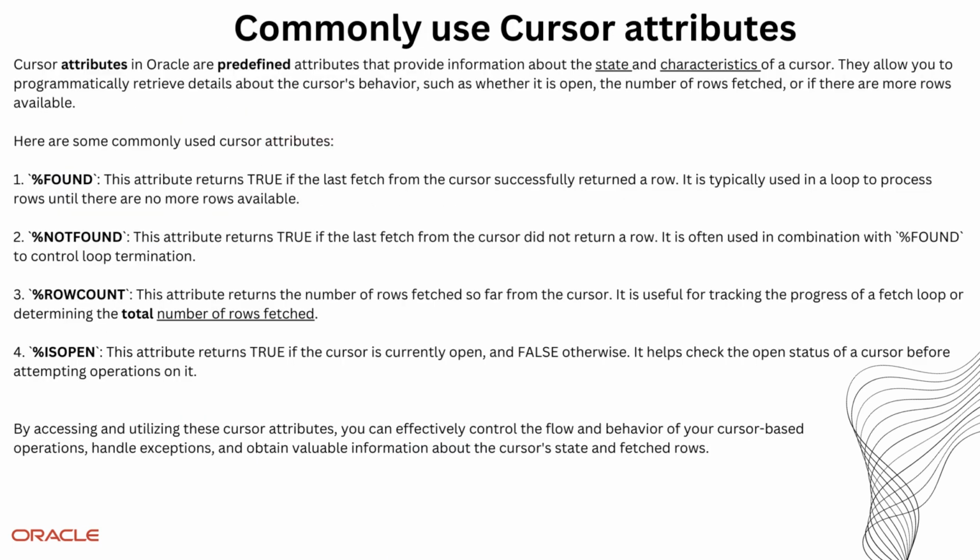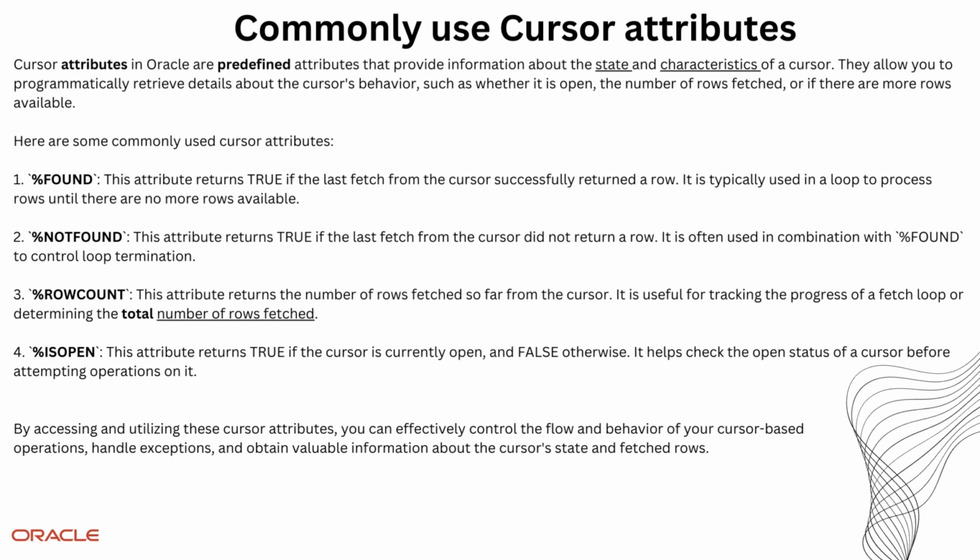Cursor attributes in Oracle are predefined attributes that provide information about the state and characteristics of a cursor. They allow you to programmatically retrieve details about the cursor's behavior, such as whether it is open, the number of rows fetched, or if there are more rows available. Here are some commonly used cursor attributes.